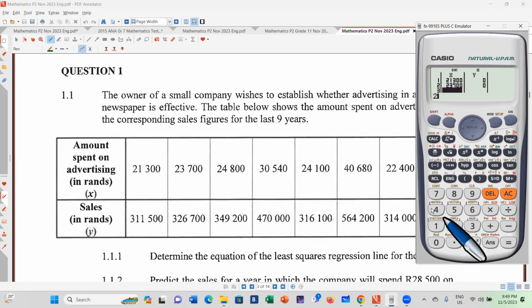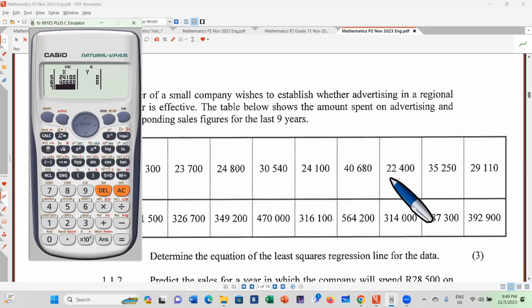24,800. 30,540. 24,100. 40,680. 22,400. Put it here now.